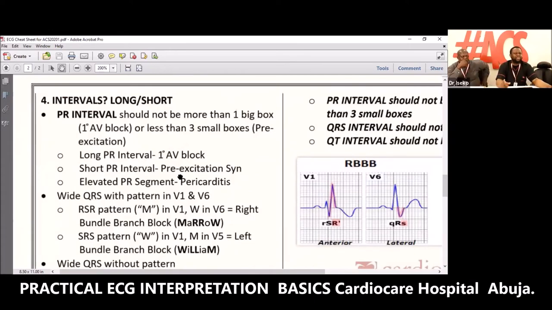Now the next is intervals. What did we say about intervals? We are only looking at whether it is long or short. Don't bother yourself getting the exact figure. A PR interval should not be longer than one big box, and it should not be shorter than 3 small squares, than half a big box.